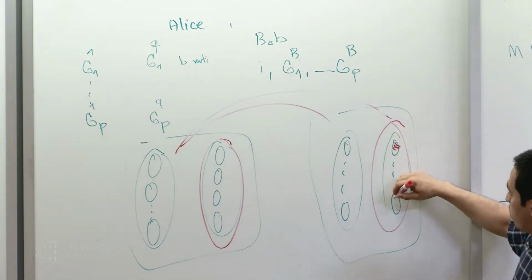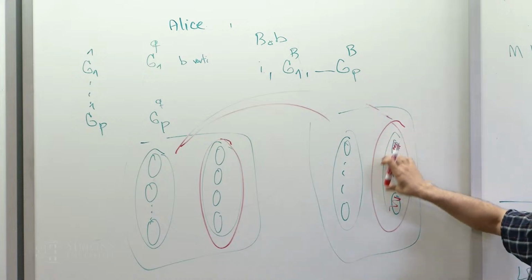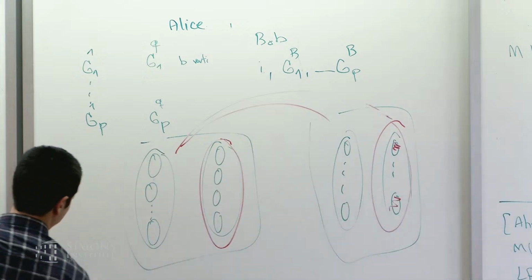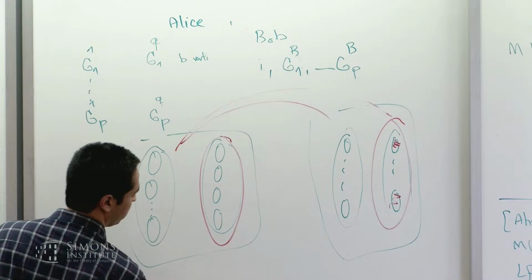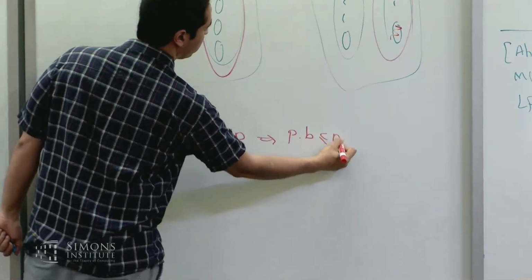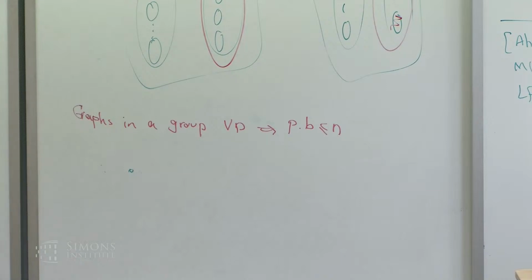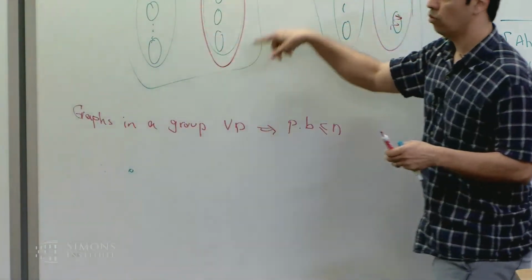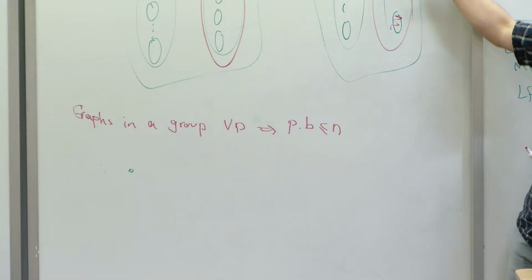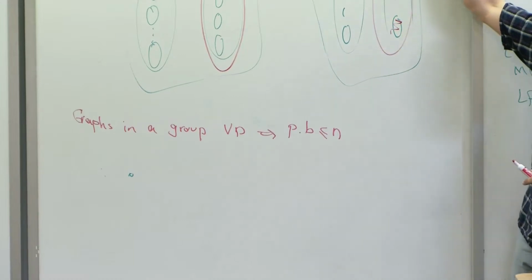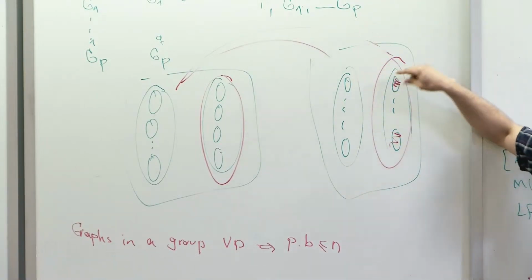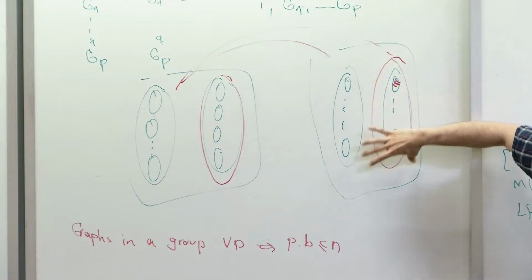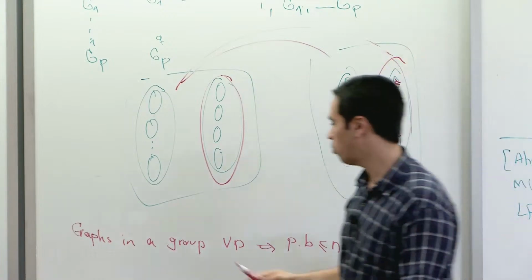The graphs inside the group have to be vertex disjoint, which means that P times B has to be less than N. Also, I need the same inducedness property in a very strong form. This entire group, if I look at this induced subgraph here, should just be the collection of these graphs. Why? Because I'm going to find an MIS of this induced subgraph, and it should not contain any edge from anywhere else. So each group is induced.